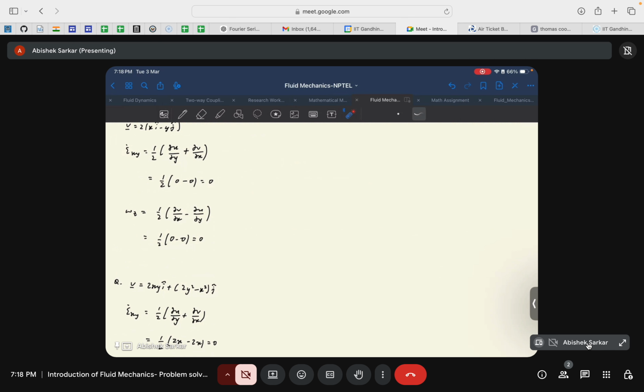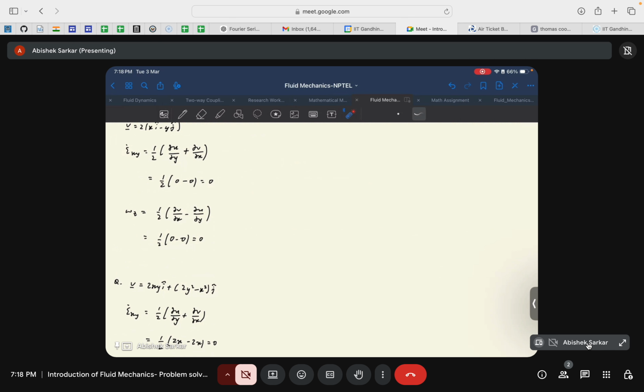So the rate of deformation, that is epsilon xy, would be half of dou u by dou y plus dou v by dou x. Dou u by dou y is 2x and dou v by dou x is minus 2x. So we have epsilon xy as 0. So the flow is incompressible.